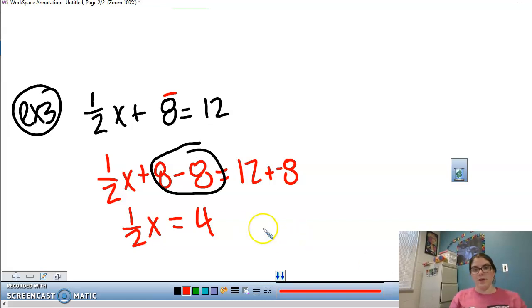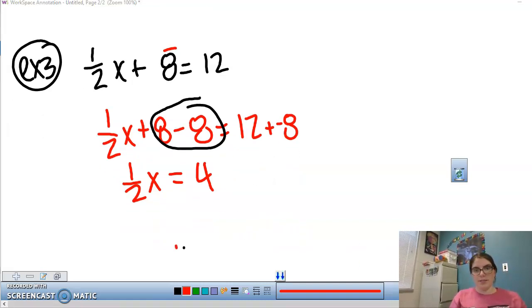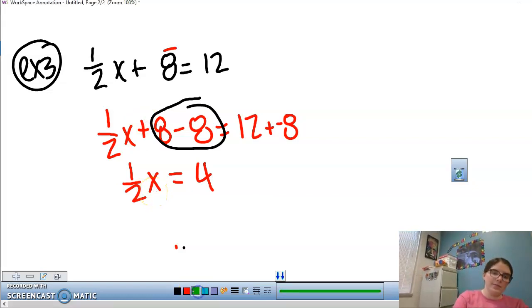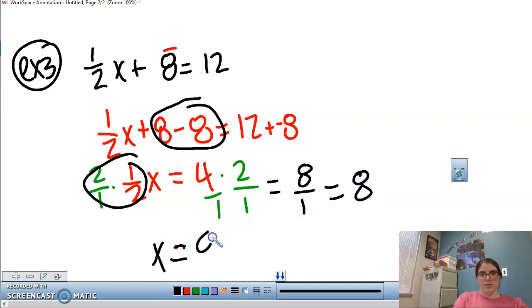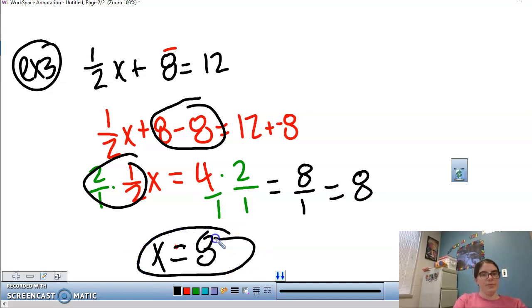Now I can multiply or divide, so I need to get rid of this positive half times x. So then I'm going to multiply by the reciprocal, so I'm going to multiply by 2 over 1, times 2 over 1, this over 1. Over here, this is going to equal 1. So I'm going to have x equals 4 times 2, which gives me 8 over 1, which is just going to equal 8. So x equals 8. Ta-da!